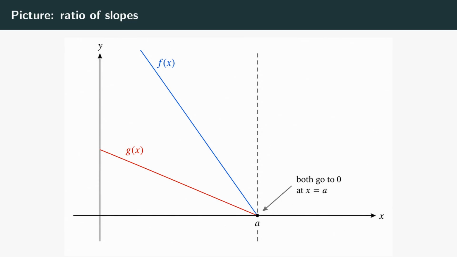So f of x is approximately f prime of a times the quantity x minus a, and g of x is approximately g prime of a times the quantity x minus a. The ratio f of x over g of x is then f prime of a times the quantity x minus a over g prime of a times the quantity x minus a. The x minus a cancels, leaving f prime of a over g prime of a. That's the heuristic. When both functions approach 0, the ratio of their values approaches the ratio of their slopes. L'Hôpital's rule promotes that heuristic into a theorem.